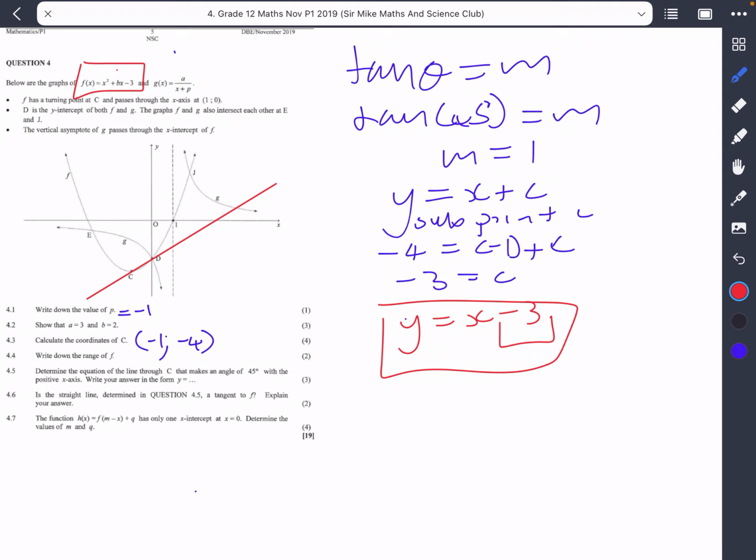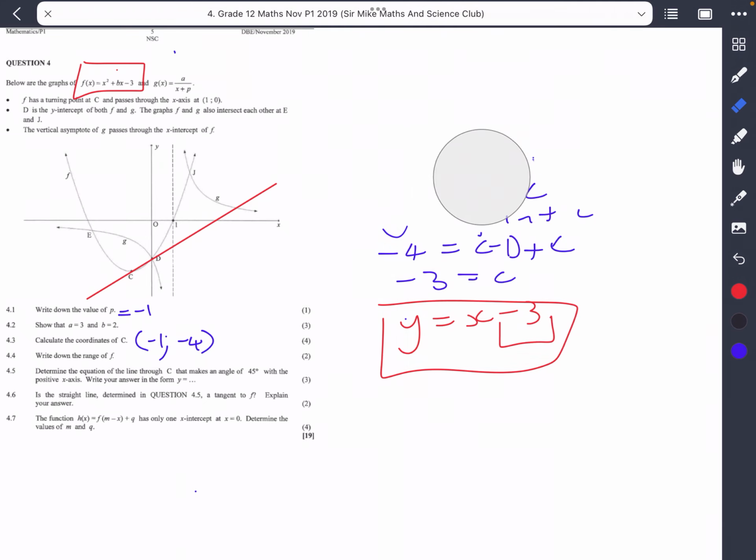As a result, it is not a tangent, because a tangent touches a graph only once and doesn't touch it ever again. So since it touches it twice, this in fact is not a tangent to the graph of f, or even g of x for that matter. So for 4.7, they say that the function h of x is equal to f where there's x, we put m minus x, and we add a q after that. So let me just erase this again.